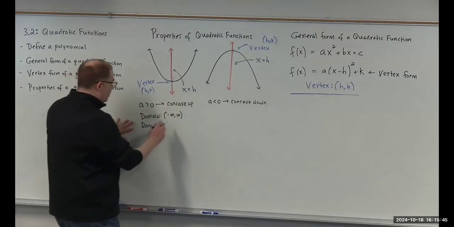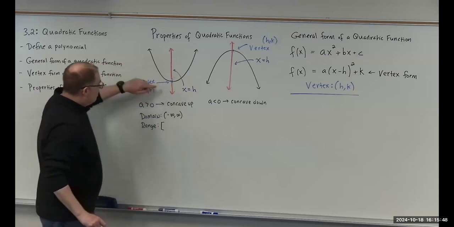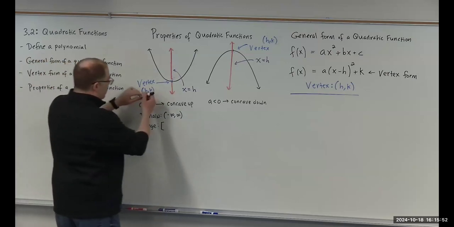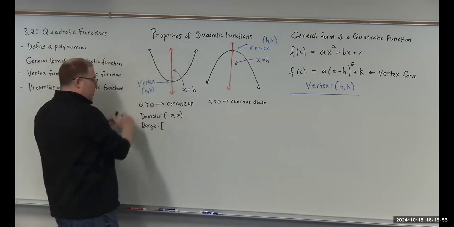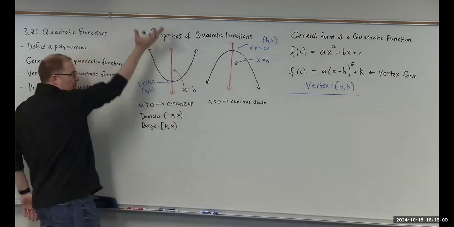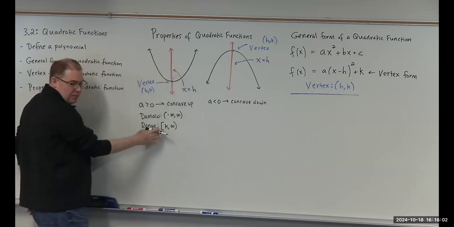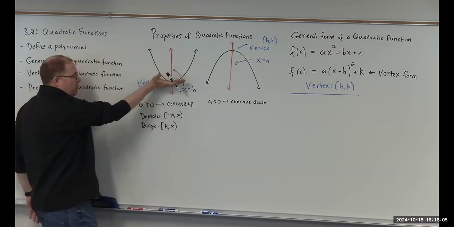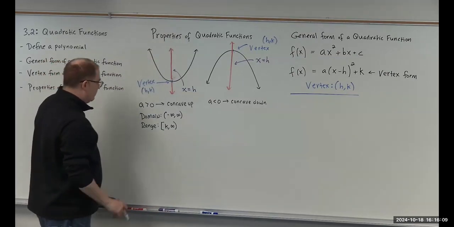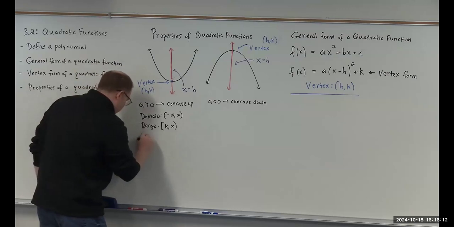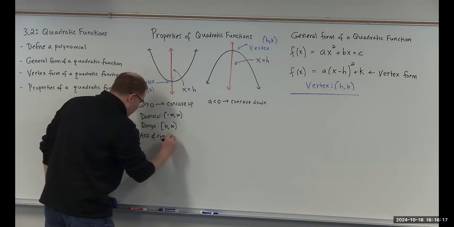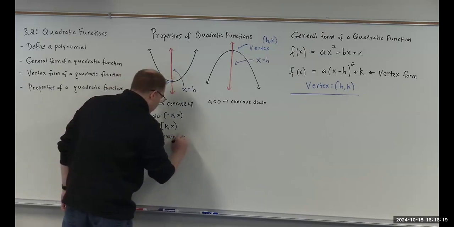The range is going to be from, remember, this is k, and the range has to do with the y values. So here's k, and it's going up. So it's going to go from k to infinity. It starts here. Remember, it's in terms of y, so it's from k to infinity. And our axis of symmetry is x equals h.